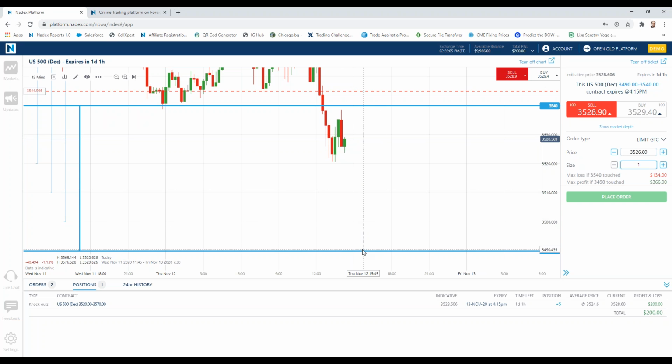On a sell position, the floor is always your maximum profit objective. So let's go ahead and we'll sell 5 contracts.